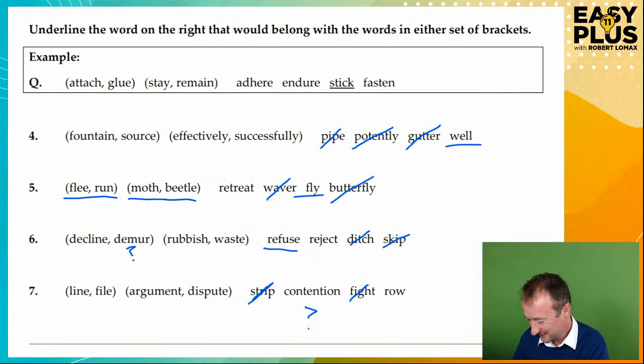Argument, dispute. They do in fact go with contention, which is a really unusual word. But even if you don't know the word contention, you should be able to see that they go with row. Having an argument, having a row, having a dispute, having a row, and row is also a line or file. So that's clearly the answer. And even if you don't know contention, row stands out as the answer, so you can be pretty certain it's the correct response.